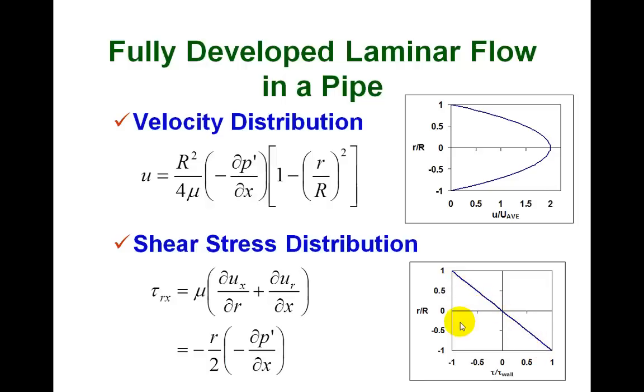and it is just linear with respect to the radial position. So I've drawn that as a function of radius over the pipe radius here, and then on this side, how it relates to the wall shear stress. So we see with this linear shear stress that the maximum shear stress will be at the wall, where little r becomes big R. So wall shear stress is then capital R over 2 times dp prime dx.